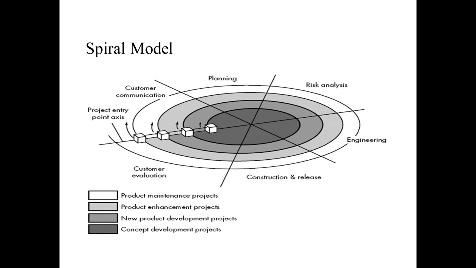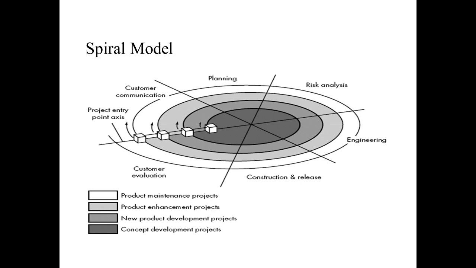The spiral model combines change avoidance with change tolerance. It assumes that changes are a result of project risk and includes explicit risk management activities to reduce these risks.